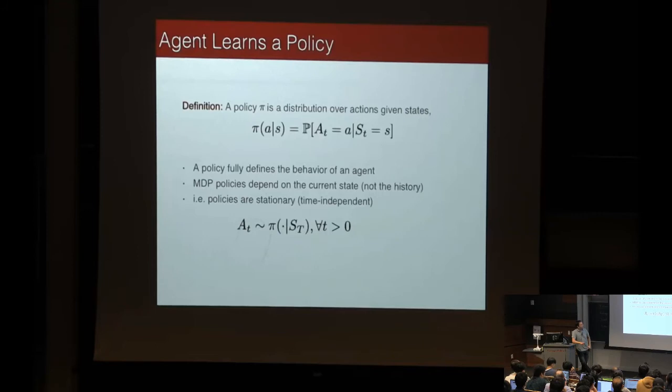And the MDP policies depend on the current state, not the history, right? In other words, the policies are stationary. So we're going to be making the assumption that A_t is sampled from some policy that's going to be fixed throughout time. This is a stationary policy. Now, in many cases, you can also become fancier and define policies that are non-stationary, that can change over time and such. But for now, we're going to make an assumption that the policies are stationary. Okay?